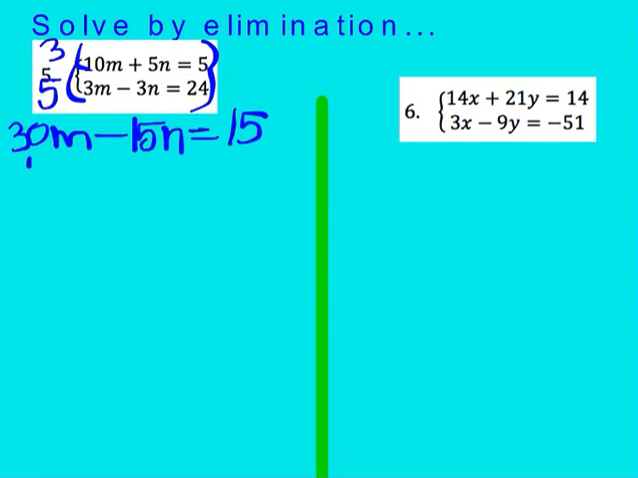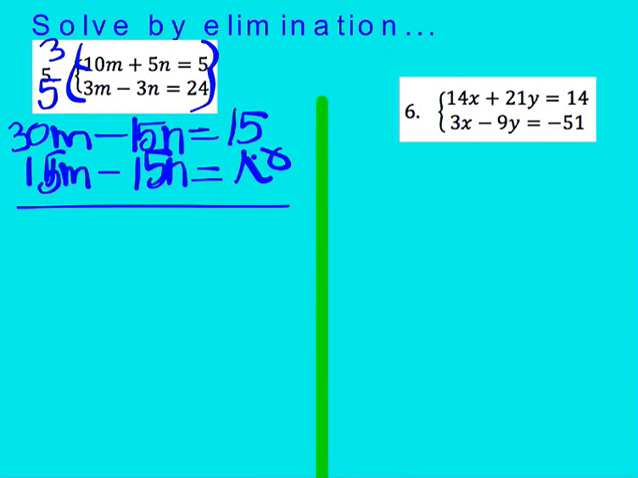On the bottom, I'm going to get 15m minus 15n is equal to 5 times 24, which is 120. So then I'm going to add down the columns, okay? 30 plus 15 is going to give me 45m. My 15s are going to cancel out. That should have been a plus. So my 15s are going to cancel out. And then 15 plus 120 is going to give me 135.